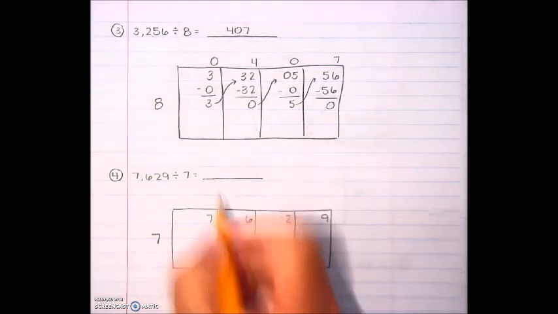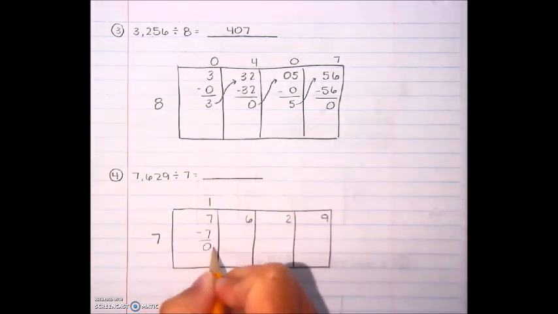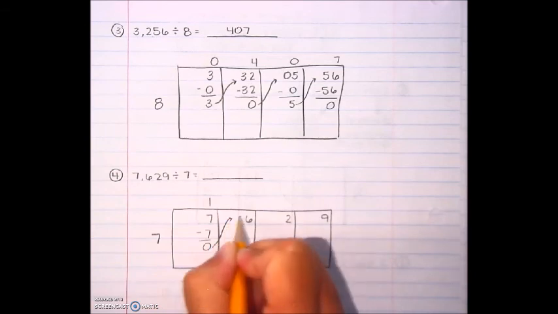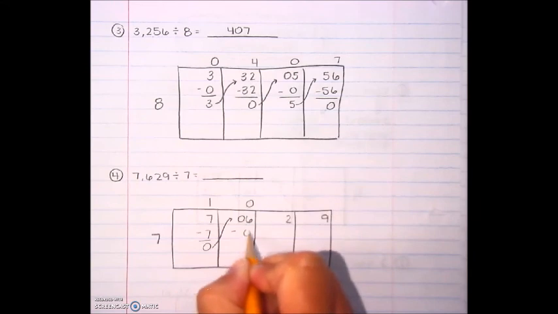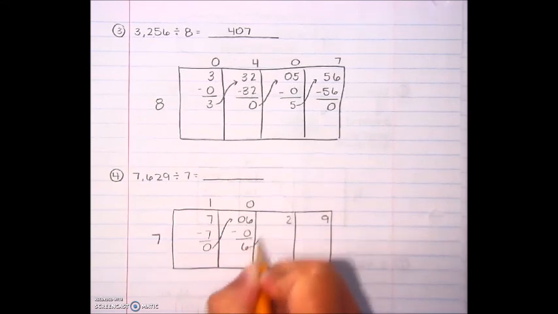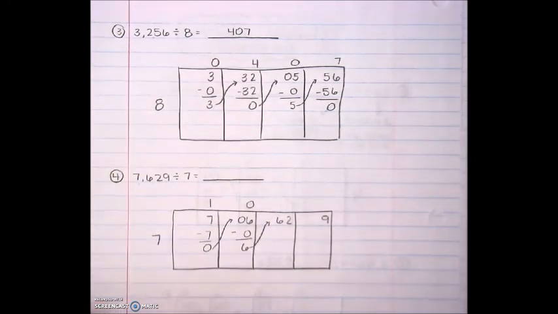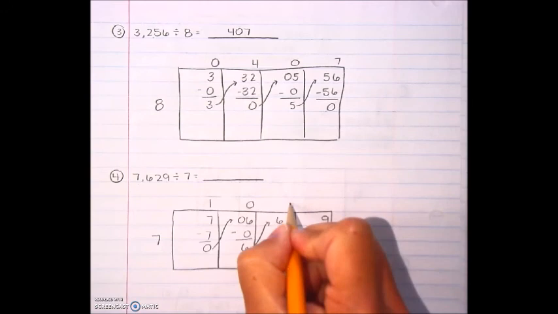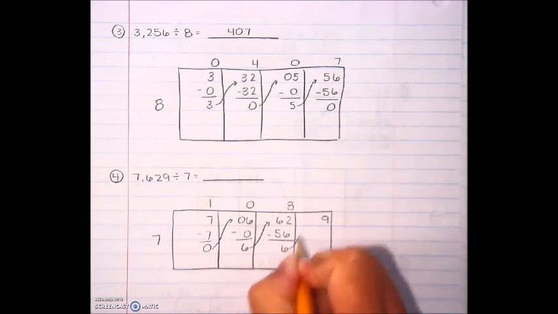I can make one group of 7 out of 7 things. Subtract 7 away, I'm left with 0. Bring it up. I can't make any groups of 6, so I subtract 0. I'm left with 6. Bring it up. When I divide 62 by 7, I end up with 8 groups because 8 times 7 is 56. Subtract, I still have 6 pieces left over to use.